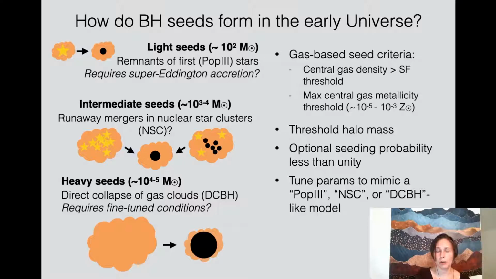So we're parameterizing these combinations of models with criteria based on the gas properties in high redshift halos. Specifically, putting constraints on the gas density, that it has to be above the star formation threshold, and on the gas metallicity in the center of the halo as well, that it must be below a certain low metallicity threshold. And then we also require a minimum halo mass and optionally a seeding probability less than unity. So as of now, those are the criteria that we have in these models. And then we can tune these different criteria to mimic whatever flavor of seed model we are trying to create.